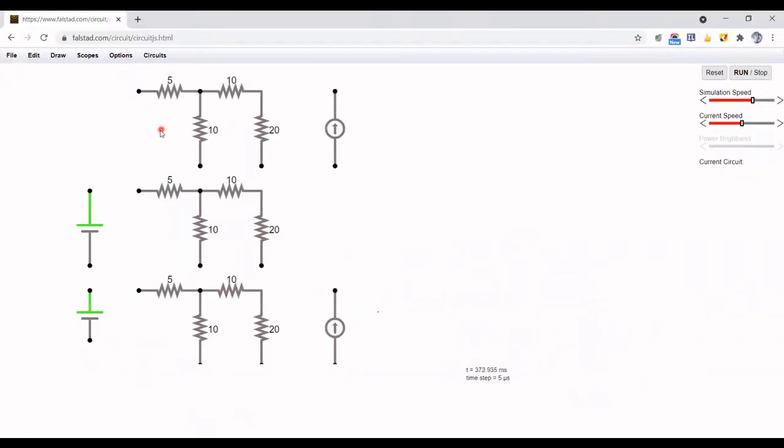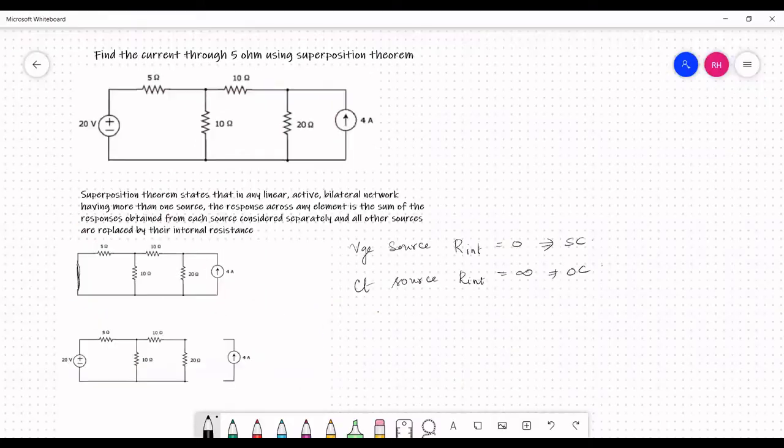So let us proceed with the simulation through Falstad. We have only the current source in this circuit, and only the voltage source considered in this circuit. And in the diagram drawn at the bottom, we have both the voltage source and current source. So we are going to simulate all these three circuits and check the current through the 5 ohm resistor.